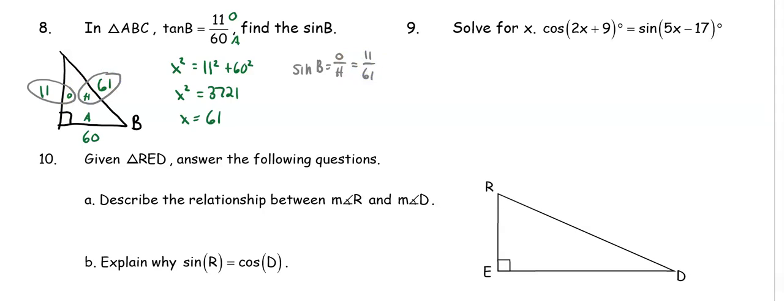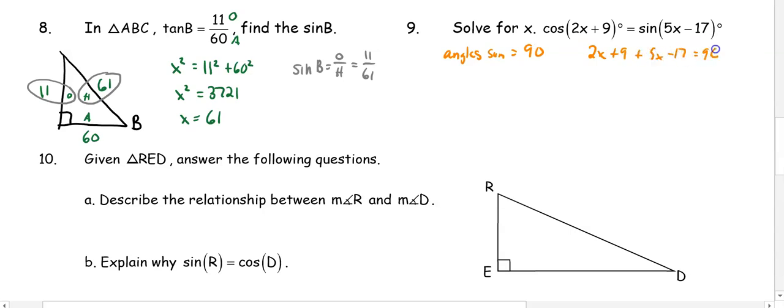In number 9, solve for x if the cosine of 2x plus 9 equals the sine of 5x minus 17. So together, the angles sum, which is addition, equals 90. So we have 2x plus 9 plus 5x minus 17 is equal to 90. That gets us 7x minus 8 equals 90. 7x equals 98. So when we divide, x is 14.